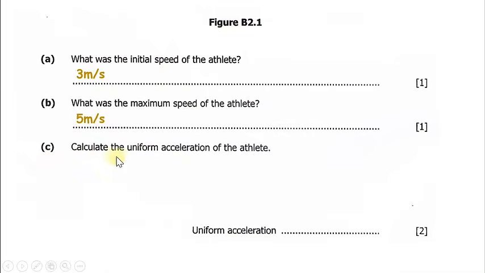Then C, they're saying calculate the uniform acceleration of the athlete. Acceleration is given by a equals final velocity minus initial velocity over time. So we'll say equals, final velocity is the maximum, 5, minus the initial, which is this 3 we wrote here, over time.